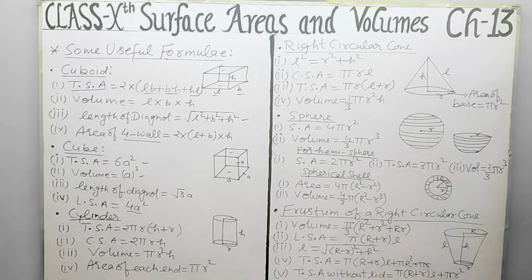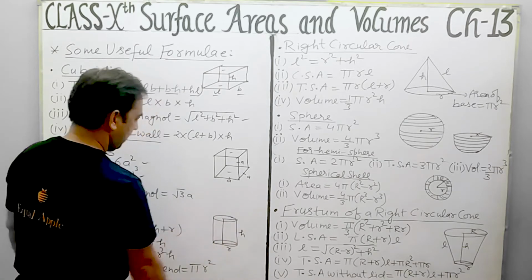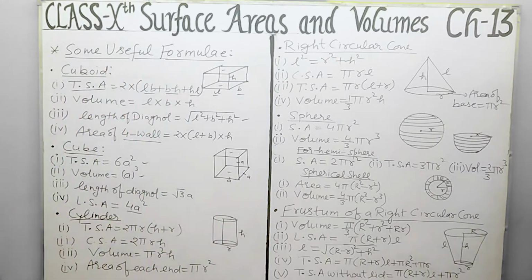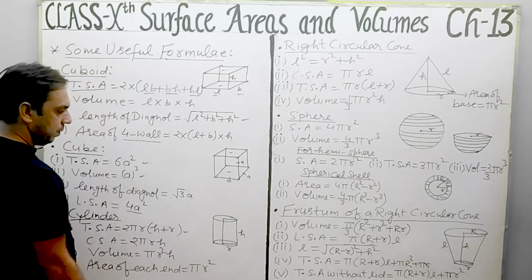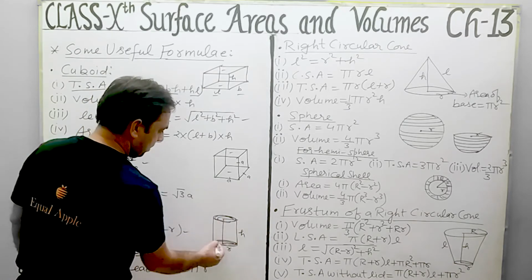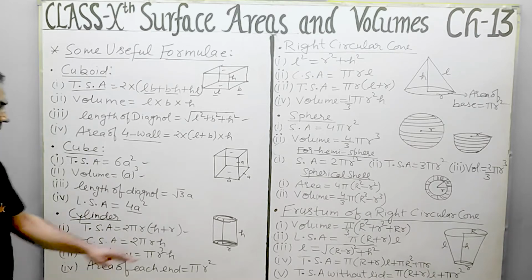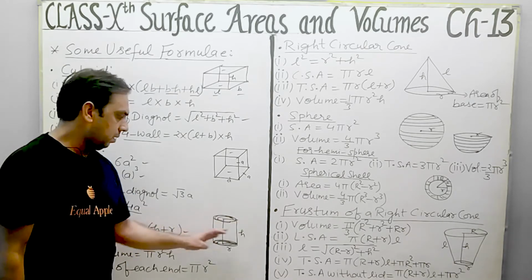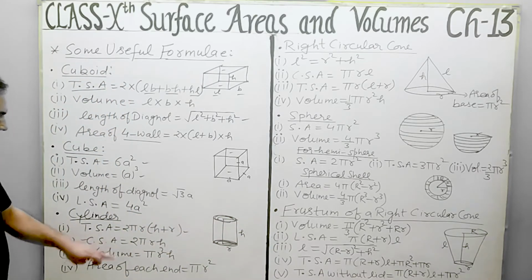Now, we come to the cylinder. In the cylinder, this is the height, this is the radius. So, what is the formula of the total surface area of a cylinder? That is 2 pi r (h plus r). In the total surface area, top and bottom both are included. In the curved surface area, because it has a curved surface, its lateral is converted into curved face. So, that's why it is called curved surface area.